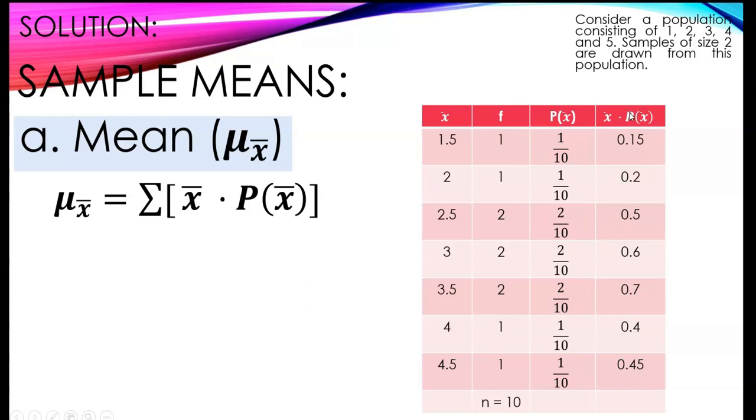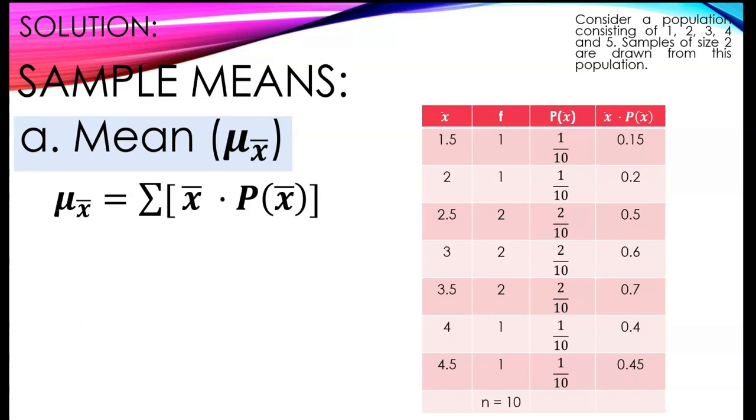To solve for the mean of our sample means, we must first create another column that says to multiply the sample means and the probabilities. So multiply 1.5 times 1 times is 0.15, 2 times 1 times is 0.2, 2.5 times 2 times is 0.5, 3 times 2 times is 0.6, 3.5 times 2 times is 0.7, 4 times 1 times is 0.4, and 4.5 times 1 times is 0.45.